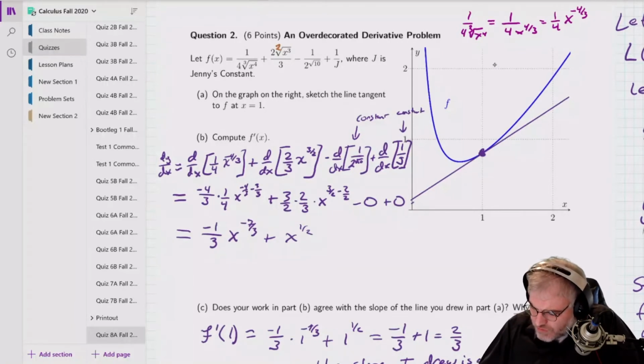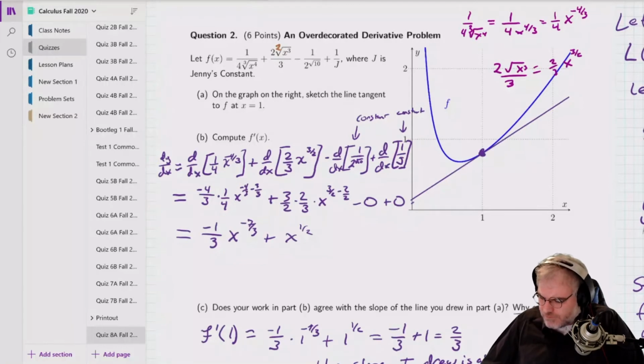And this 2 root x cubed over 3, right? This thing right here is equal to, and this is what I messed up this morning, 2/3 x to the 3 over 2. I think I accidentally put 2 over 3 this morning. So they're easy to mess up. Be careful with them.